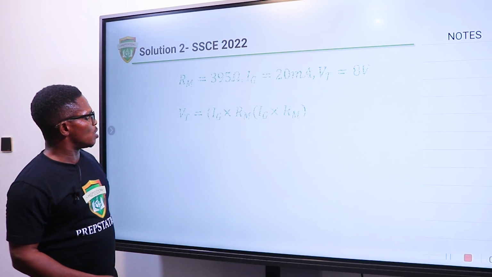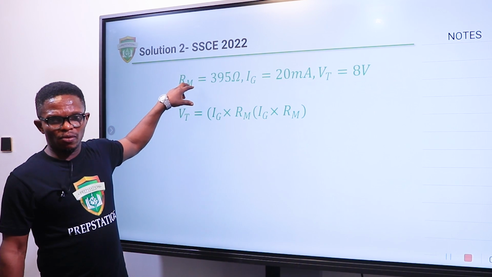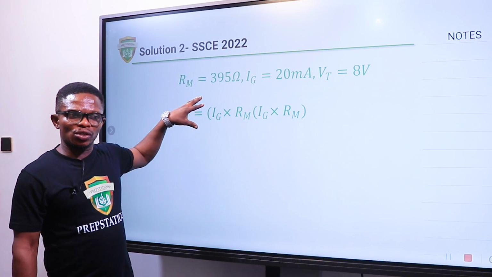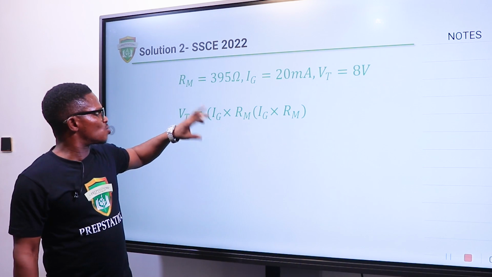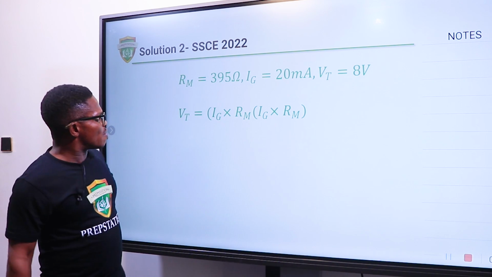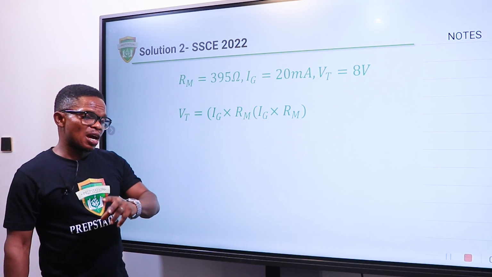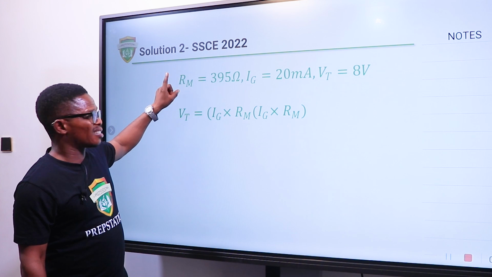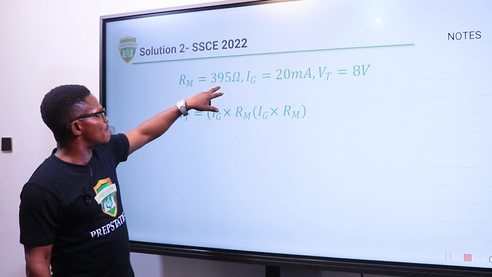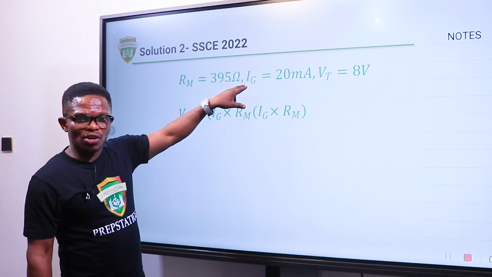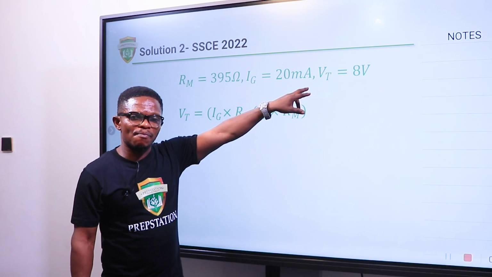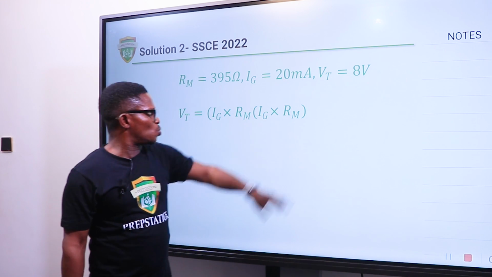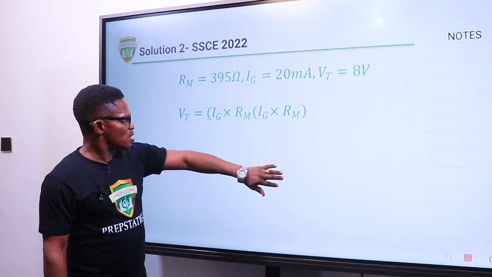Okay, let's quickly look at the solution. Rm. Why do we label it M? Remember, I told you the resistor used for converting ammeter to galvanometer is called shunt. But if it is conversion of voltmeter to galvanometer, you call it multiplier. So that is why we have this Rm over here. So Rm is 395, IG, current in galvanometer, is 20 milliamperes. And then VT, the total voltage to be measured, is 8 volts.